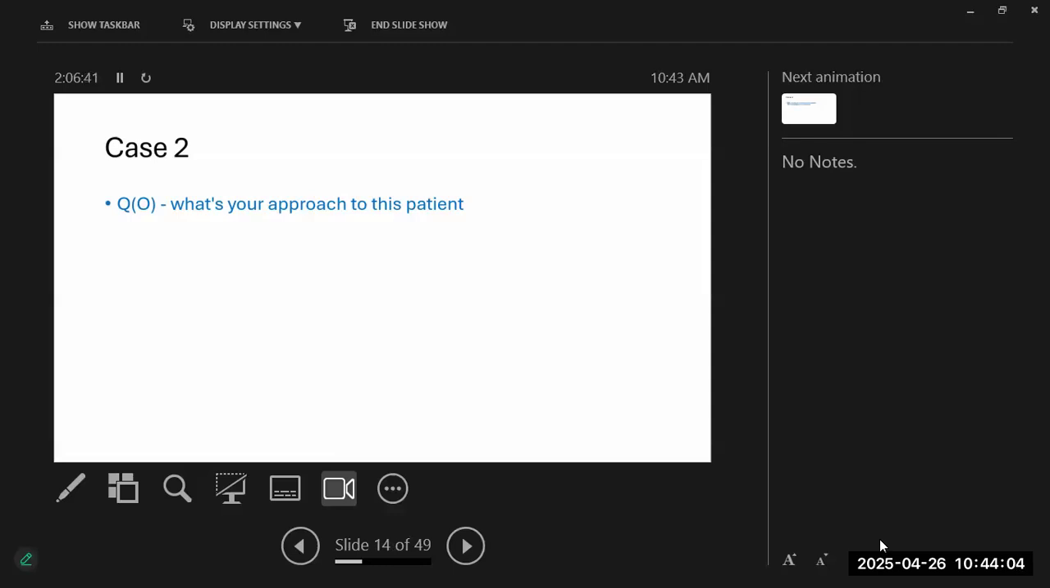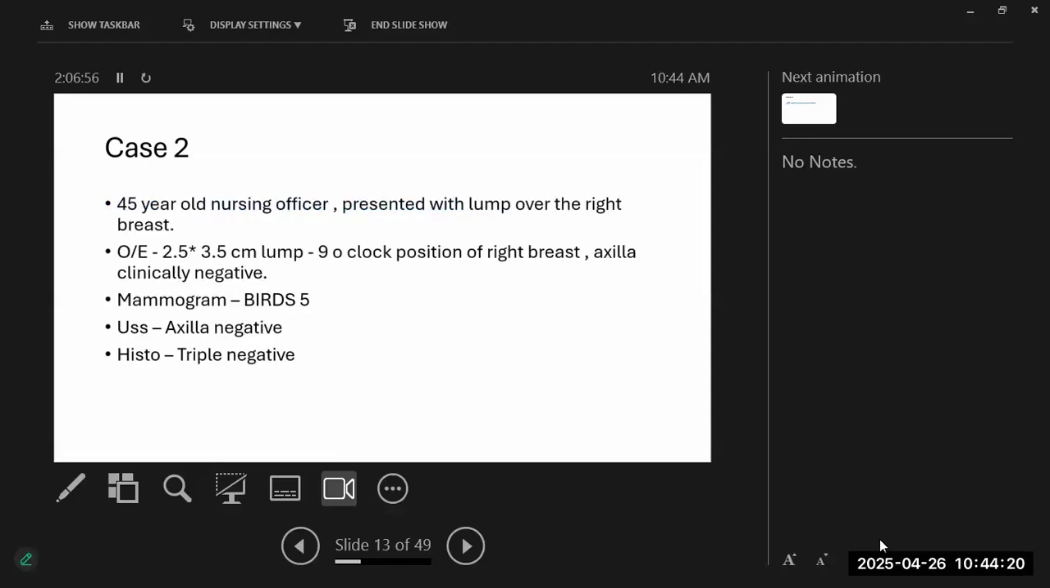So from the oncologist's view, this is a 2.5 by 3.5 centimeter triple negative breast cancer. So what's your approach for this patient? What about nodes? Nodes are clinically negative, axilla is negative. So again, young patient, relatively small breast lump without nodes, but triple negative. So there is a definite indication for chemo. When it comes to triple negative disease, as I said previously, there is a definite indication for chemo.